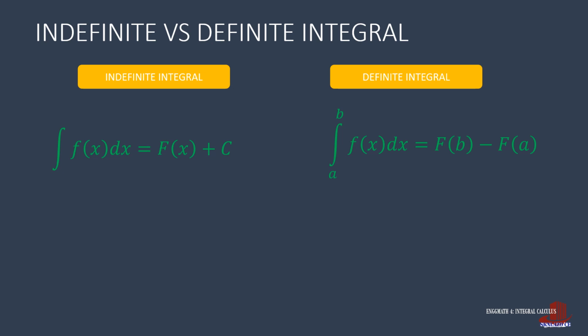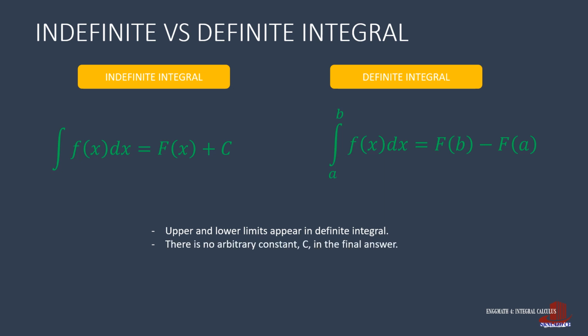With these two configurations, one note is to have upper and lower limits for definite integrals, and placing particular limits would eliminate the arbitrary constant in the final answer. There are some basic properties of definite integrals which are worth checking right now.